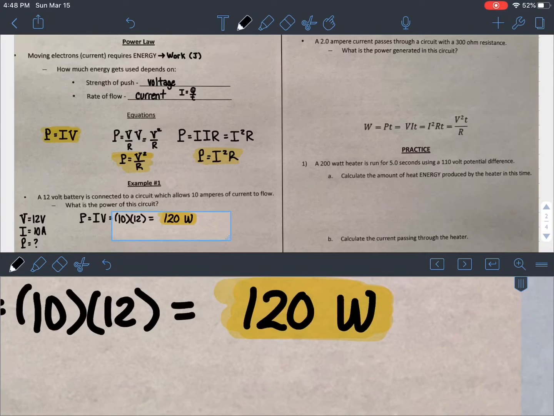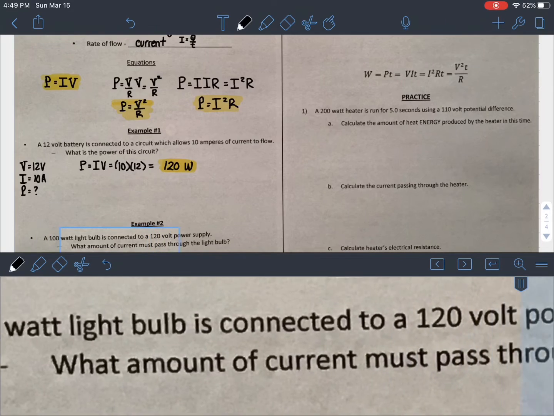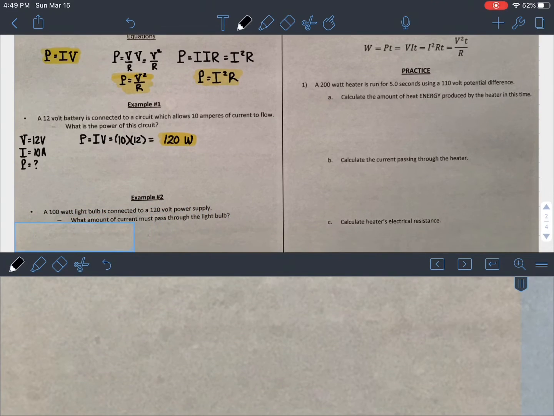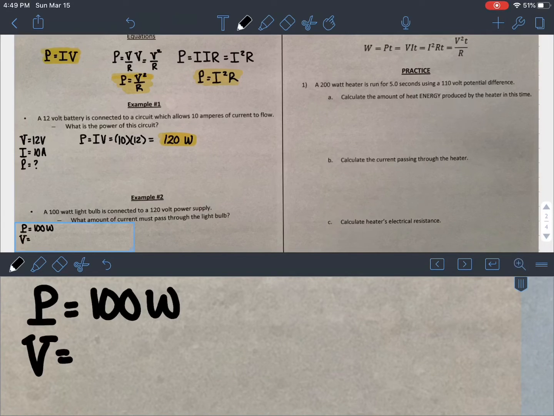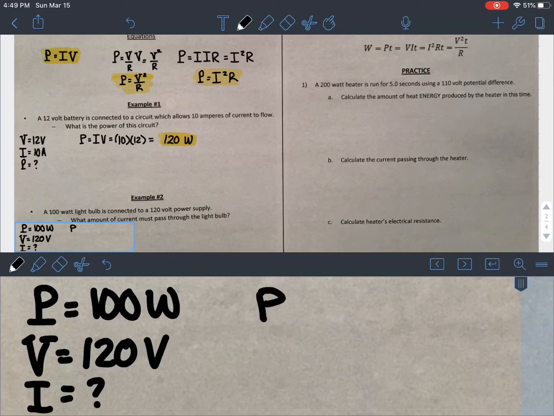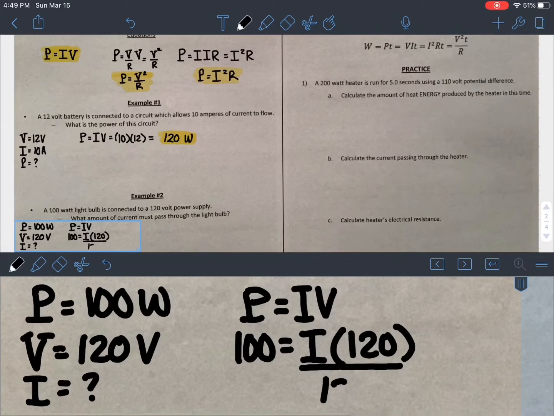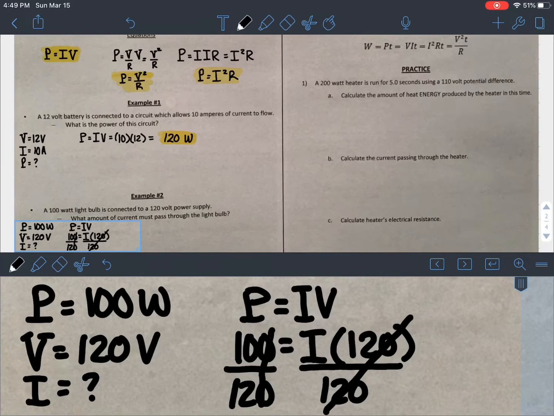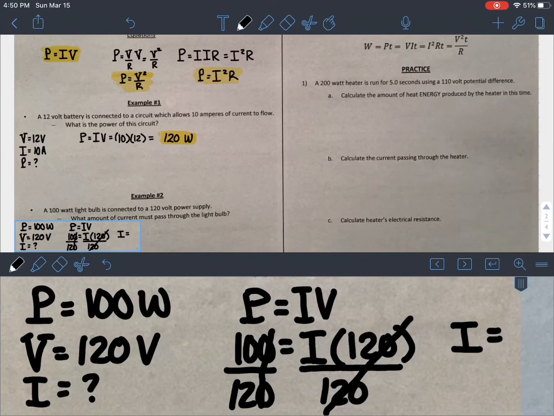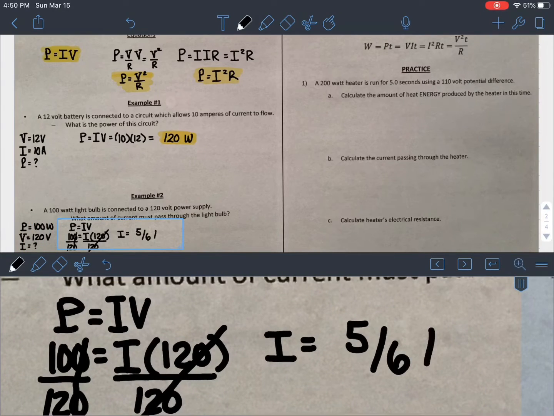Example 2. A 100-watt light bulb is connected to a 120-volt power supply. What amount of current must pass through the light bulb? Power is 100 watts. We were given 120 volts, that's a voltage, and the question is what amount of current? So that's your I equals question mark. We're going to fill in what we know. This is going to be a use of the multiplicative inverse because we are going to divide both sides by 120 in order to move it to the other side of the equal sign. And this is just me, I'm not using a calculator, I'm just reducing this fraction down. So 5/6 of an amp.